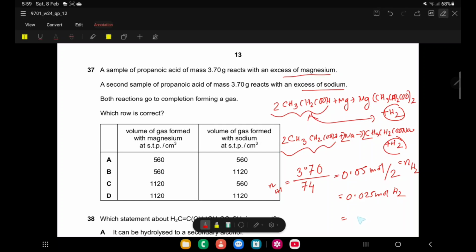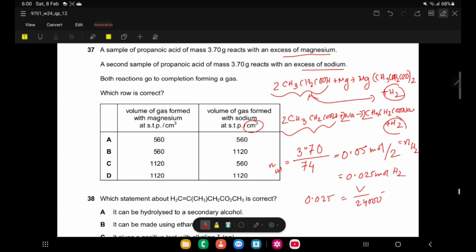So the volume of hydrogen is 0.025 multiplied by 24,000 cm cubed. So V is equal to 600 cm cubed, which is closest to this one. So the correct answer is A.